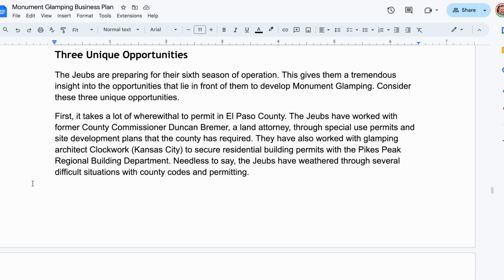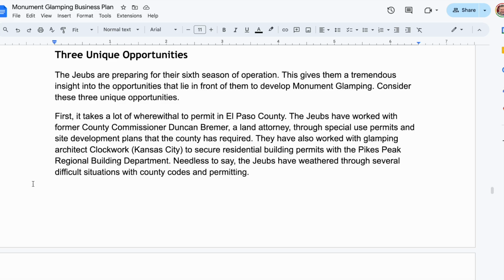The Jubes are preparing for their 6th season of operation. This gives them a tremendous insight into the opportunities that lie in front of them to develop Monument Glamping. Consider these 3 unique opportunities. And this is again positioning myself in how I'm ready to grow our business.